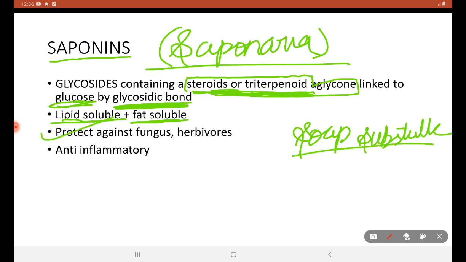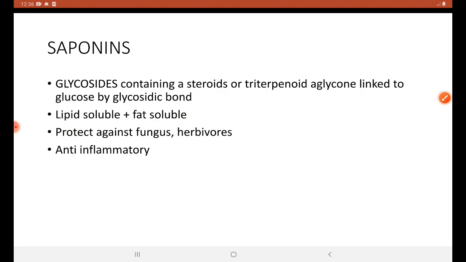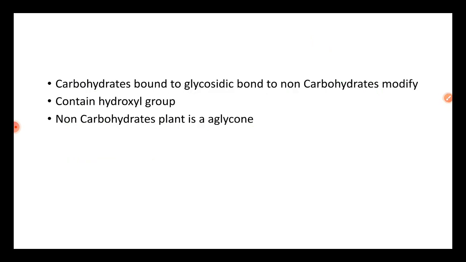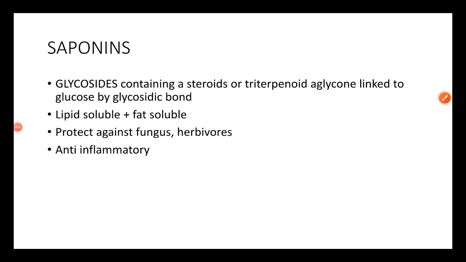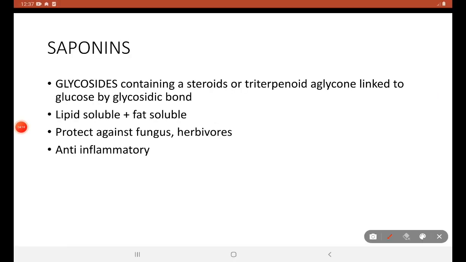Saponin protects the plants against fungus and herbivores. It also has a great medicinal value as an anti-inflammatory. The key here is that the aglycone component is a steroid or triterpenoid. That is the key point here. Lipid and fat soluble.